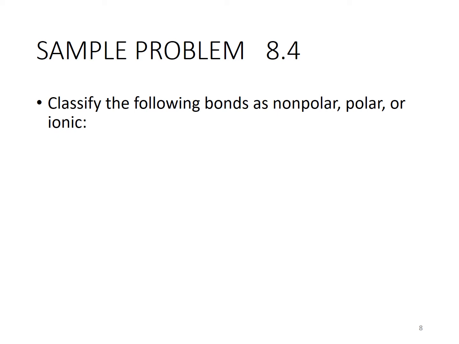So let's try a few of these. Let's classify the following bonds as nonpolar, which again just means pure covalent, polar, which means polar covalent, or ionic. So ClF: take a look at our chart. Fluorine is the highest at 4.0.